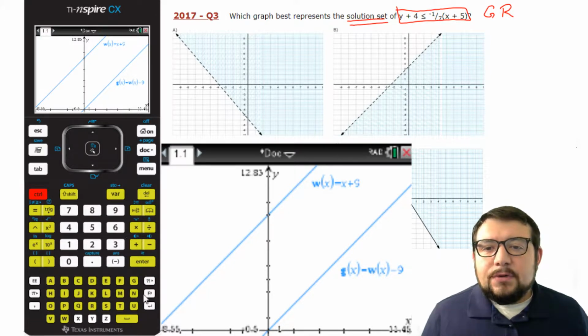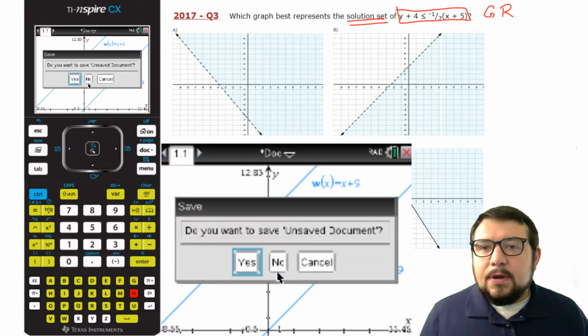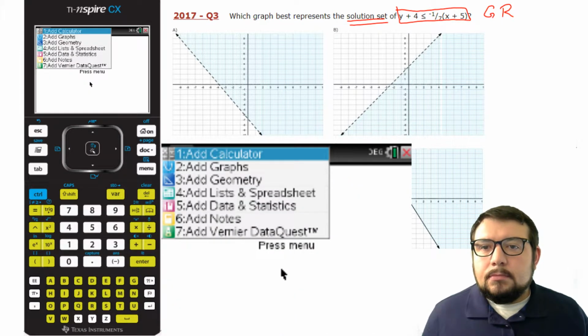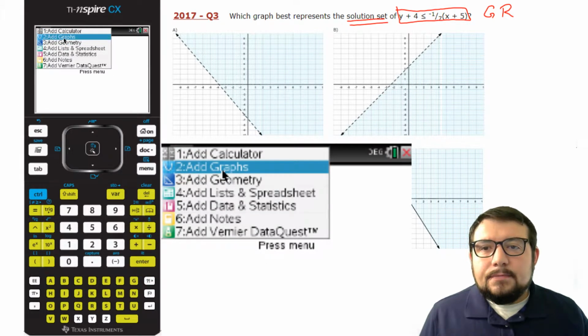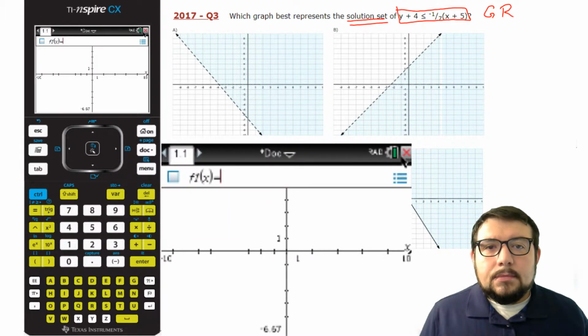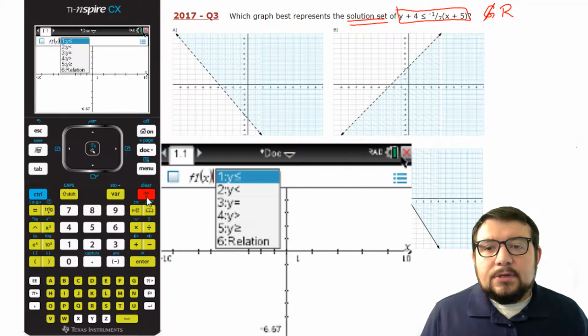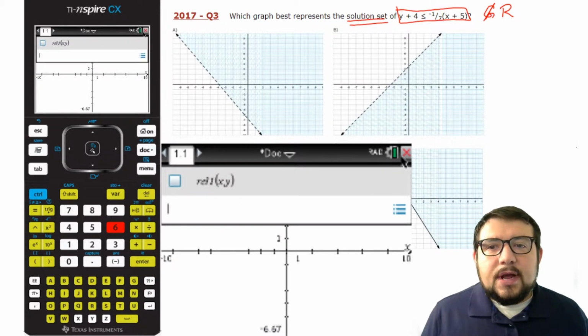So I'm going to press Control N to start a new problem, and I'm going to press No. Okay. Now I'm going to go to Graph. So that's the G right there in my strategy that I wrote down. And then I'm going to delete and push the number 6. That stands for relation, and that's the R in the strategy that I wrote down.